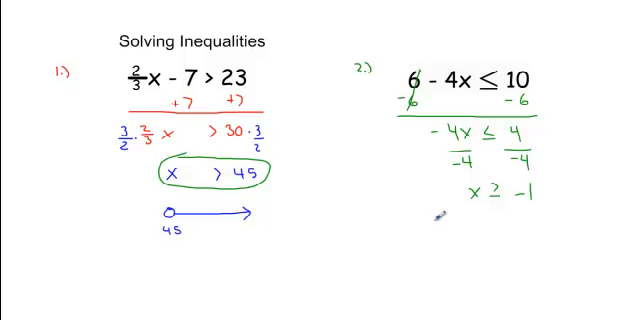So if I were to graph this, it would be the solid dot because it has the inclusive equals. The boundary point is negative 1, and I want to graph all things that are greater than negative 1. So once again, it will go to the right.